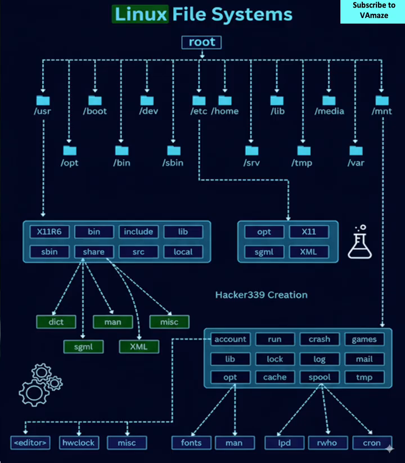The dev directory represents devices. In Linux, everything is treated as a file, including hardware devices. Your hard drives, keyboard, mouse, and even random number generators are accessible as files in dev. The expanded view at the bottom shows how var branches out into specific purposes: account information, runtime data, crash reports, games data, libraries, cache, mail systems, and much more.